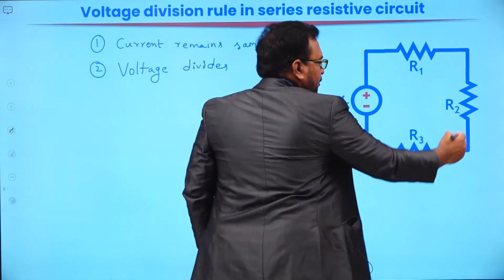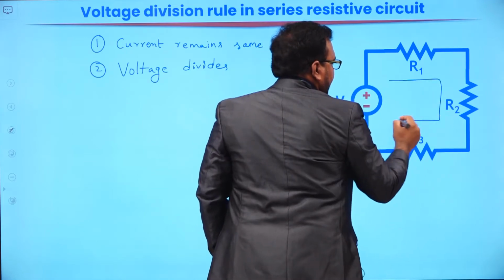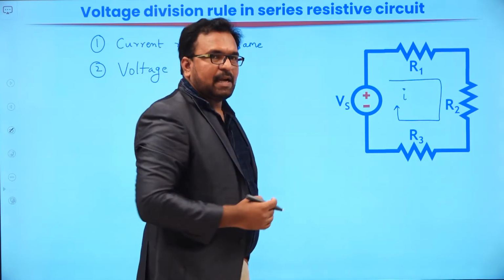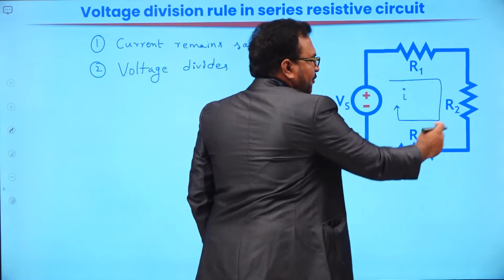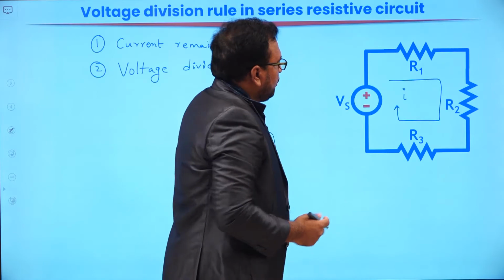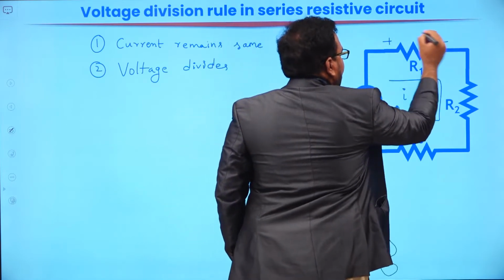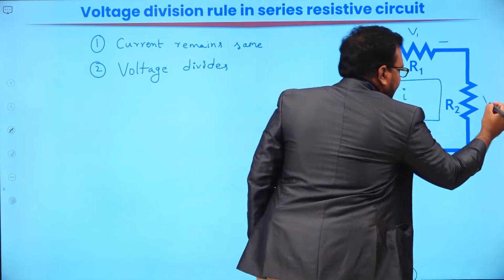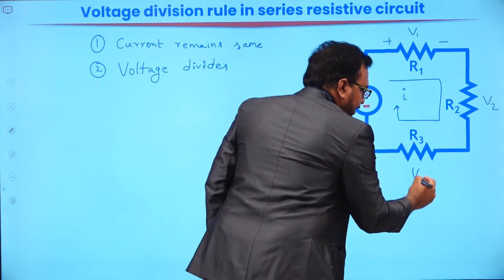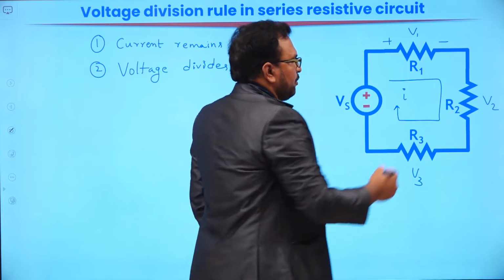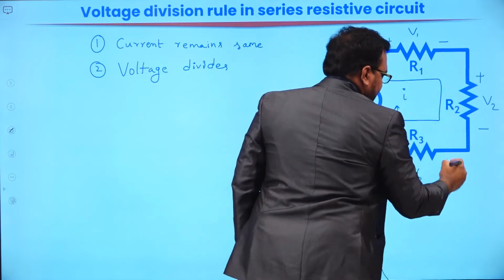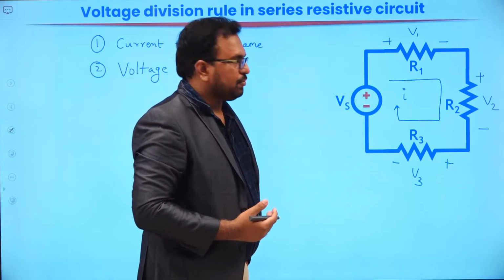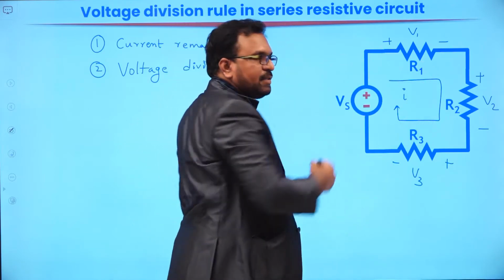Since there is only one path for current to travel, we assume the current remains the same. I am going to assume that the current is I and it is flowing in clockwise direction. Now, since the voltage is going to be divided, I assume the voltage across R1 as V1, voltage across R2 as V2, voltage across R3 as V3. And we know that these are the signs we allocate because the current entering terminal is always given as positive. According to that, I have assigned the signs.